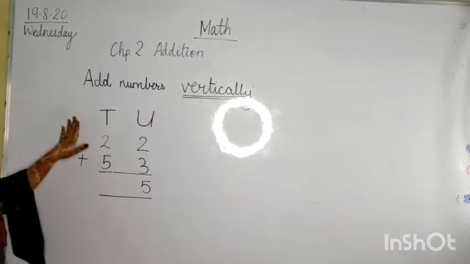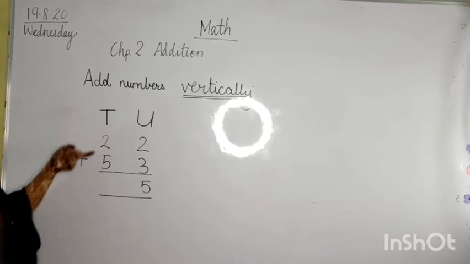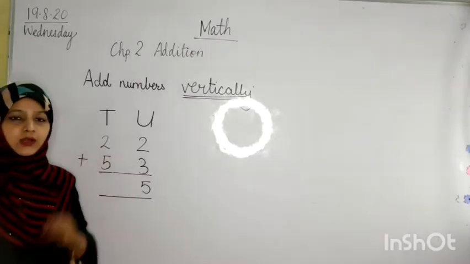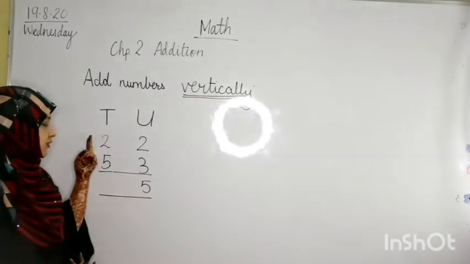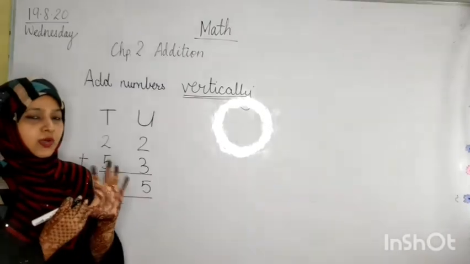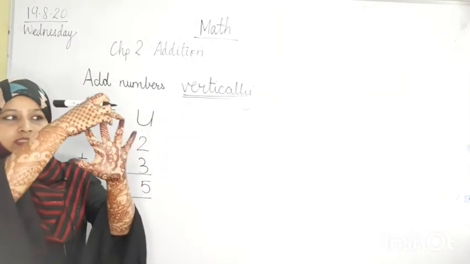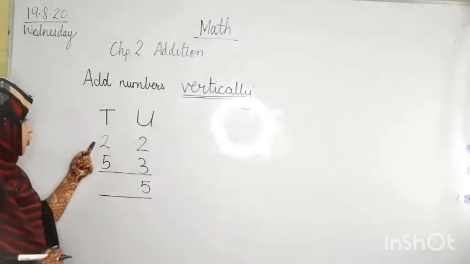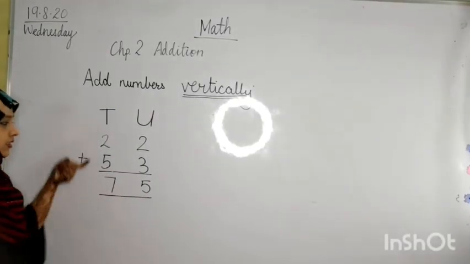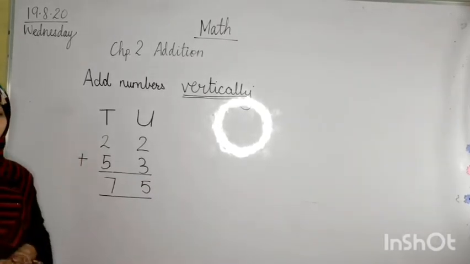Yes. Now I am going to come to the tens place. The numbers are 2 plus 5. So how am I going to do? I am going to keep the first number 2 in my mind and 5 on my fingers. Yes. After 2 I am going to count 3, 4, 5, 6, 7. So 2 plus 5 gives me the answer 7. So that means 22 plus 53 gives me the answer 75.